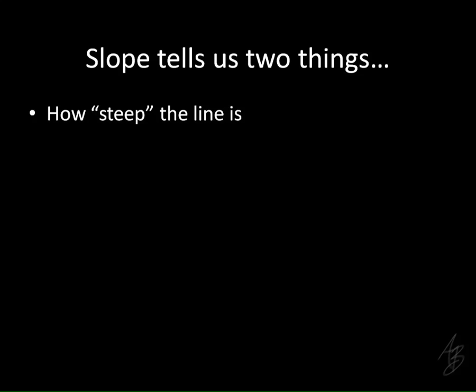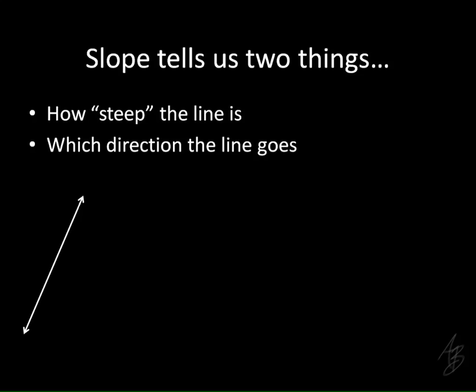The other thing that it tells us, like in that last example, the steepness was the same, but they were going in different directions. So the slope is also going to tell us which direction the line goes. That way, we can use the slope to distinguish between two lines that have the same steepness, but one's going to the left and one's going to the right. Does that make sense?